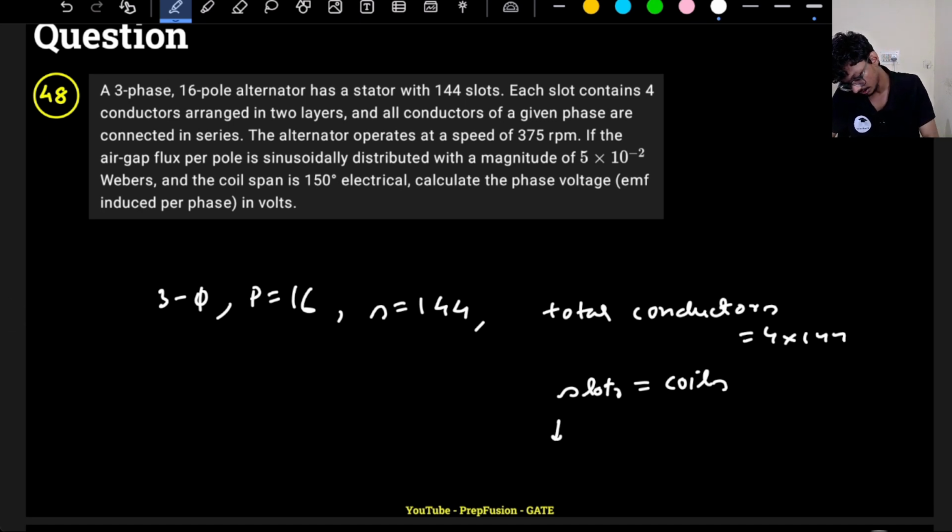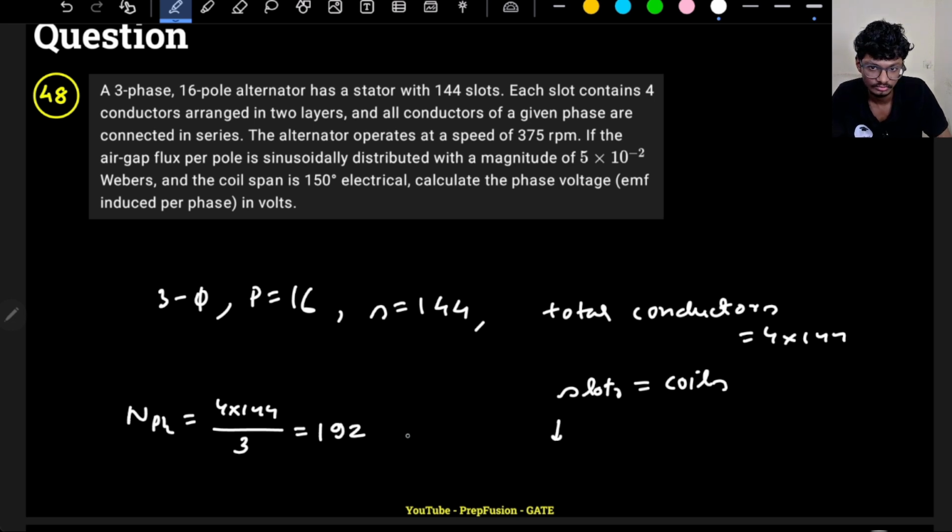Now what they are telling is that all conductors of the given phase are connected in series. So what is the conductors per phase? It will be the total number of conductors divided by 3, because I have 3 phases. So 144 divided by 3 into 4, so it comes out to be 192. Okay, conductors per phase will be 192.